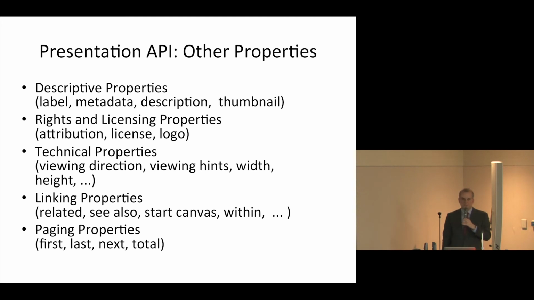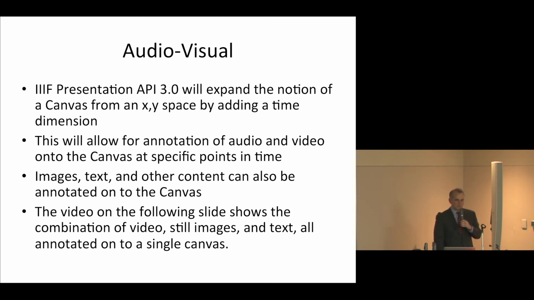The presentation API also contains many other properties that can be used to provide a label, description, thumbnail, technical information, including the viewing direction, and links to external files or external websites. So a link to your online catalog or a link to a metadata file. Work is currently underway on presentation API 3, and this will include support for audio and video. So in addition to having an X and Y axis, each canvas will have a timeline that will allow annotations to appear at different points in time.